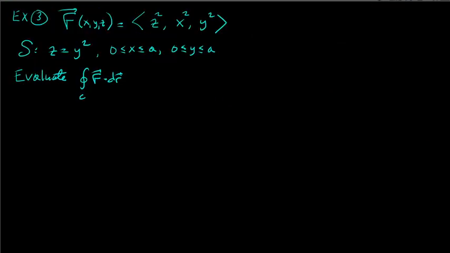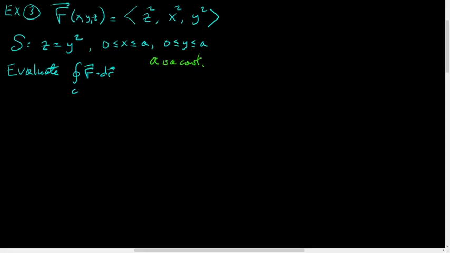All right, last example. You have a vector field f. It's just z squared, x squared, y squared. And the surface is going to be a cylinder, z equals y squared, over the square of length and width a. So a is just a constant here. It's just the size of the square.